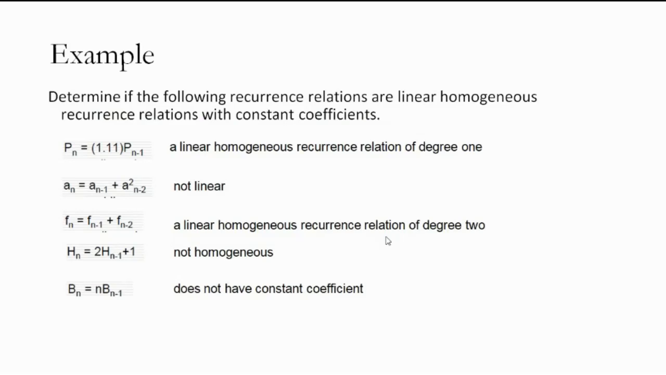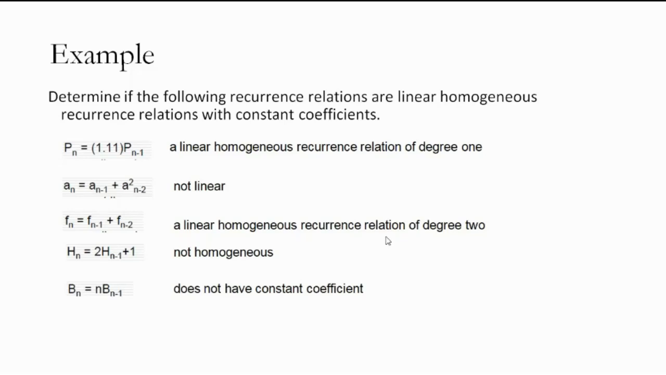Determine if the following recurrence relations are linear homogeneous recurrence relations with constant coefficients. Pn is equal to 1.11 Pn minus 1. This is linear homogeneous because a fixed constant is there, 1.11. While coming to this, an is equal to an minus 1 plus a square n minus 2. It is not linear because you got a square. It should be a fixed constant like C1, C2, C3, not C square or C cube.